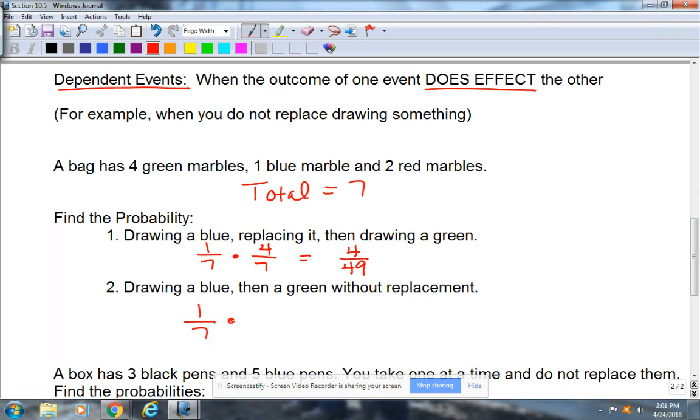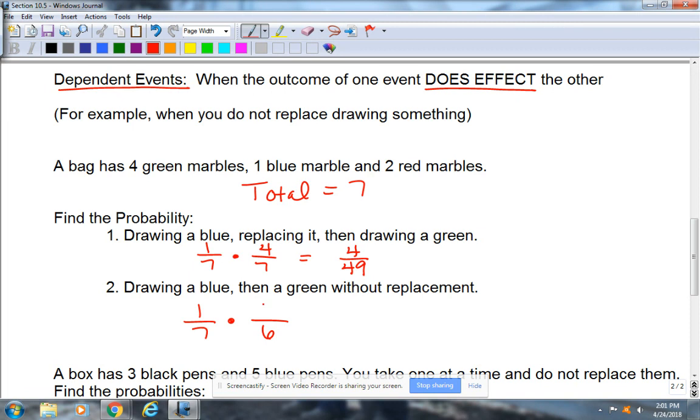All right, so now I pulled out a blue and I kept it out. How many total marbles are in my bag? 6. So my total goes down by 1. If I don't replace it, the total goes down by 1. But the first one I drew was blue. So how many of them in my bag are green? That hasn't changed, has it?